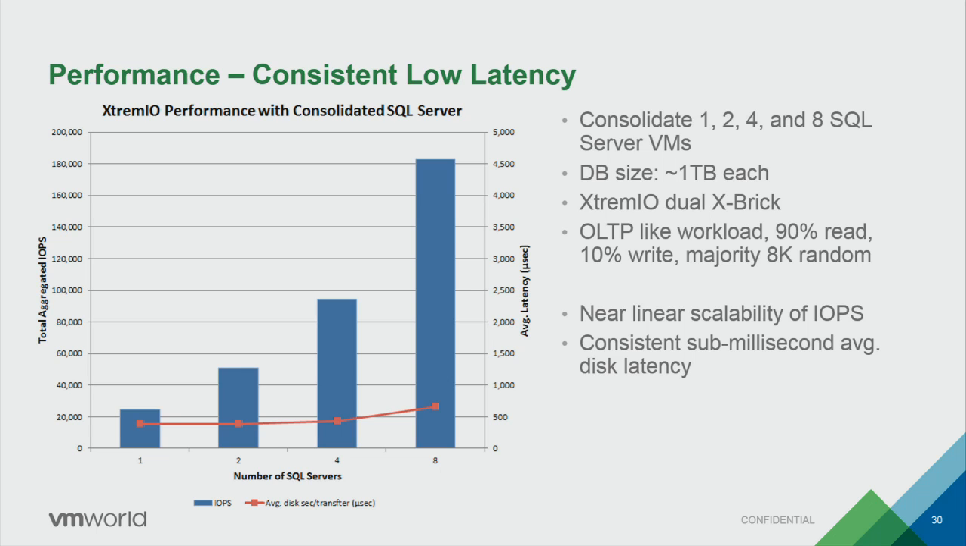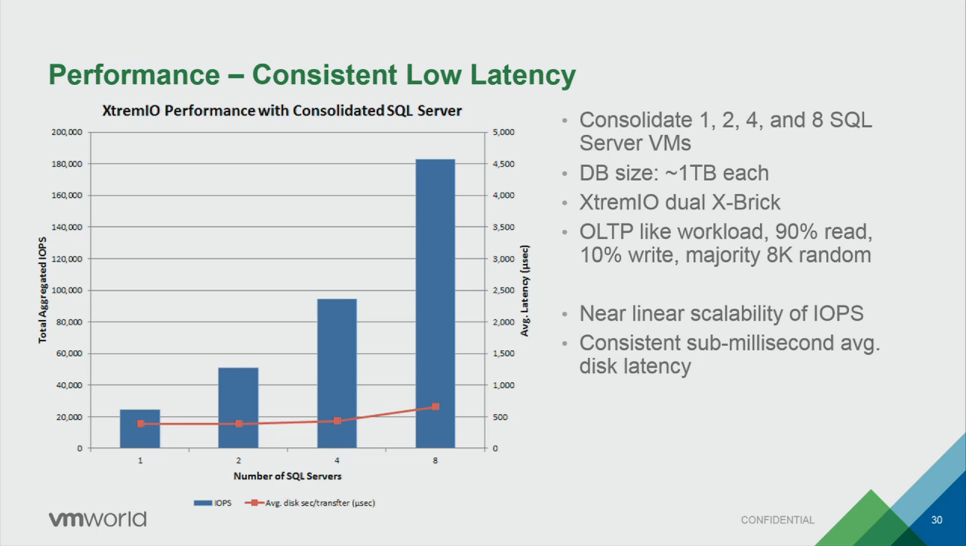So on this graph, you can see that with a single SQL Server VM, we generate about 22K IOPS. And with 2 SQL Server VMs, the amount of IOPS scales up fairly linearly, about 45K, and 4 VMs is 95K, and up to 8 VMs, it's about 182K IOPS that's generated total.